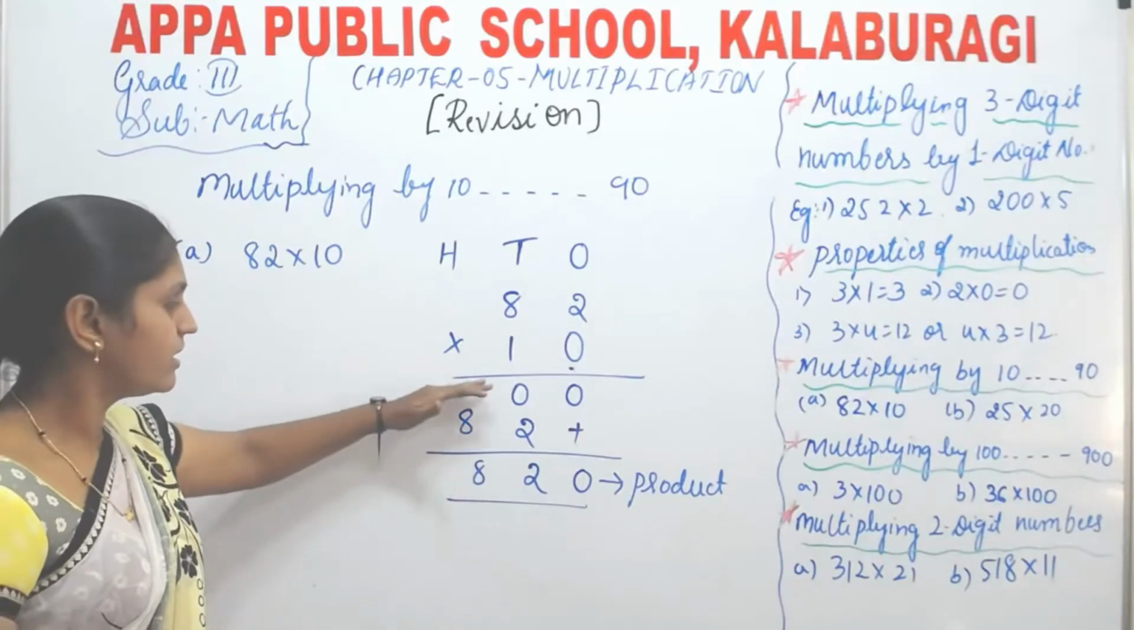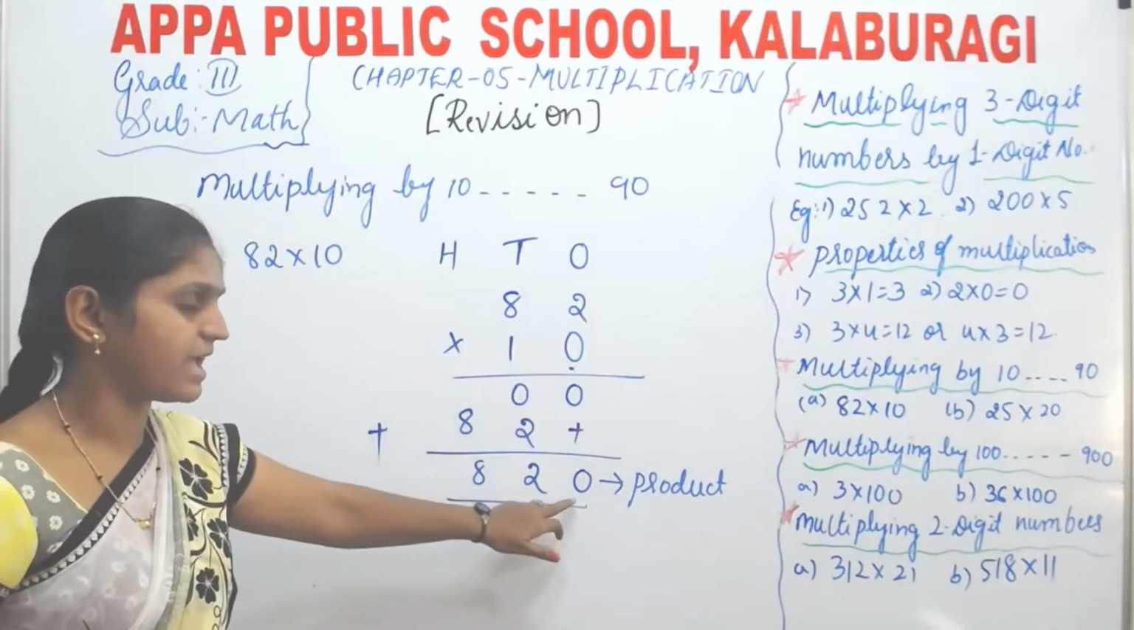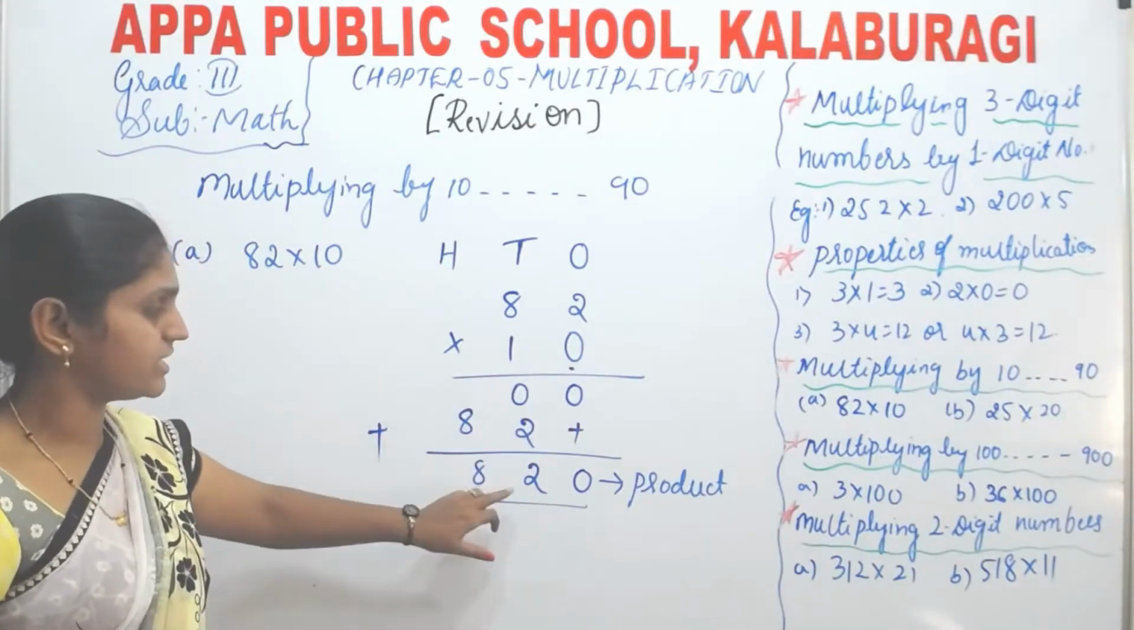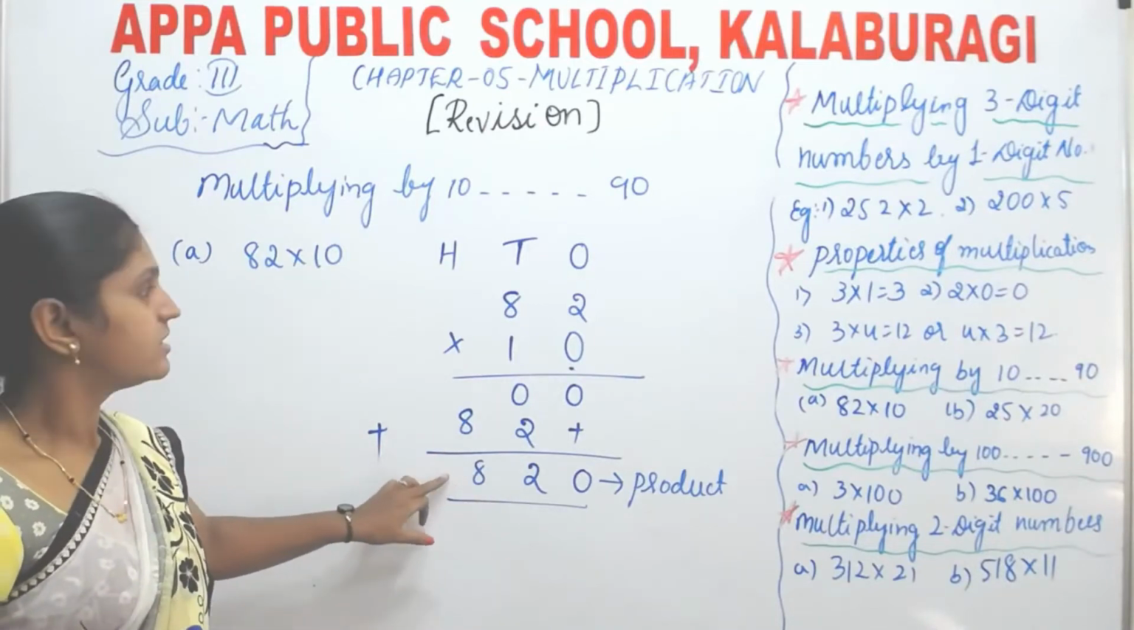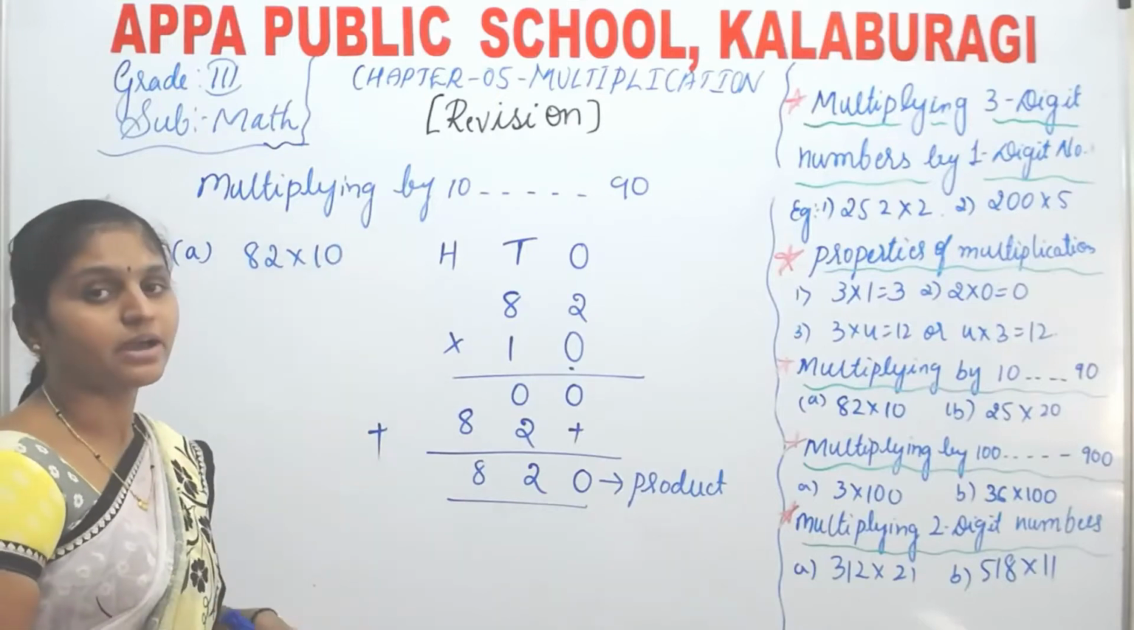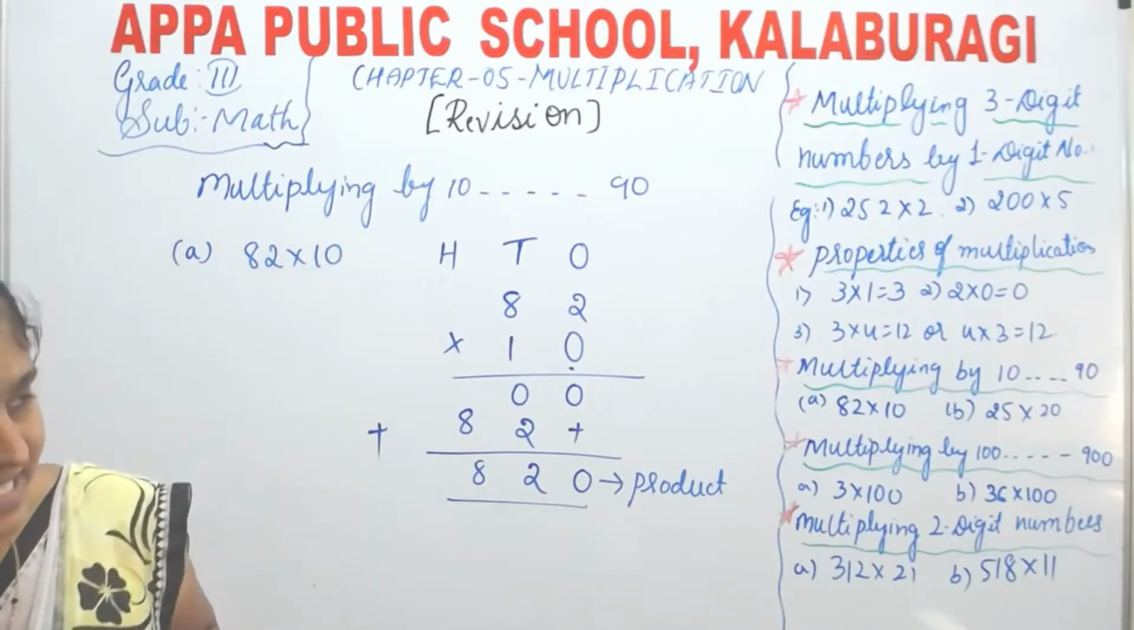Then we have to do addition. 0 keep it as it is. 0 plus 2 is 2. Yet again we have to keep it as it is. This is about multiplying by tens. One more example.